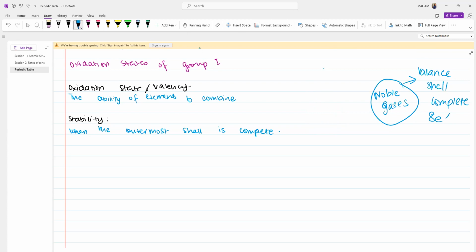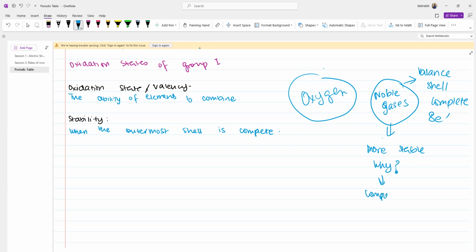If I have a gas, for example oxygen, and I compare oxygen and noble gases, basically your noble gases are more stable than oxygen. Why? You tell me why. Because they have a full outer shell. Exactly. And when the outermost shell is full, when it's complete, that means the element is more stable, right?